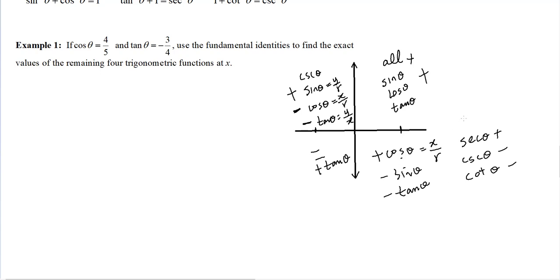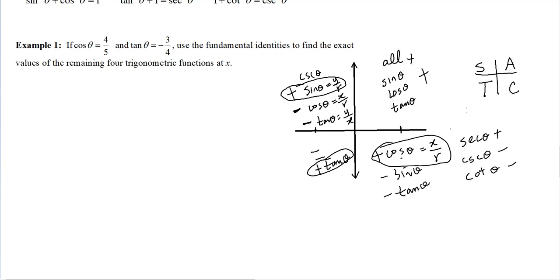So we call this: for quadrant 1, all functions are positive. In quadrant 2, sine is positive. In quadrant 3, tangent is positive. In quadrant 4, cosine is positive. So we call that "All Students Take Calculus." And so all functions positive, sine positive, tangent positive, cosine positive. If you remember this one, you will see which trig function is positive in which quadrant. Now let's look at this example right here.